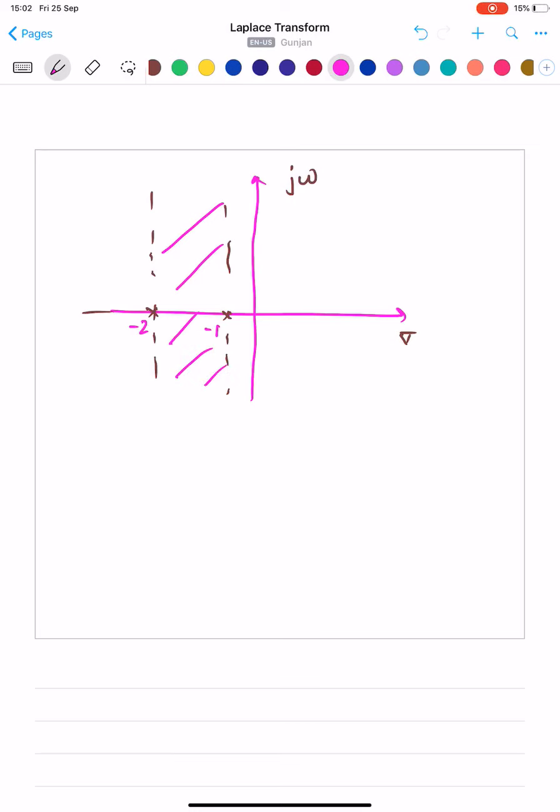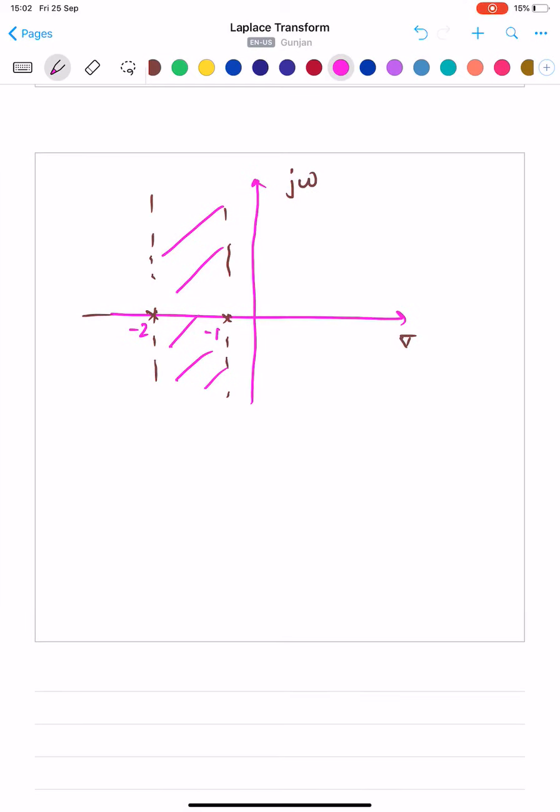So what this property states is that the ROC will consist of a strip in the s plane that includes the line real s equals A. If we consider that A is somewhere between them, and the line real s equals A is in the ROC, then the ROC will consist of a strip in the s plane that includes this line. So we can clearly see that the ROC is a strip which is including A. So these are the 6 properties of the region of convergence.